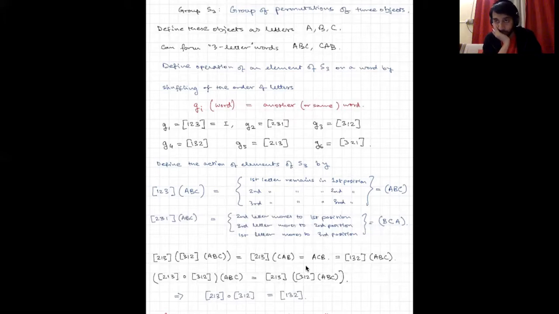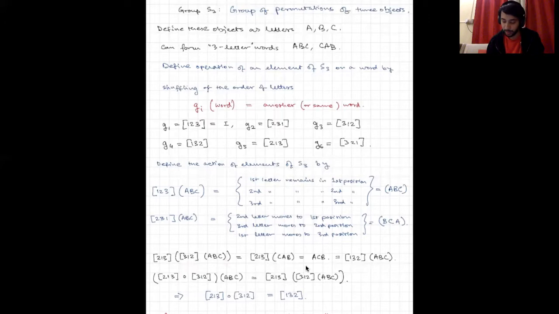Now, just giving the elements of the group is not enough. You also have to define what the group product is. In order to define the group, you need to also define the group product. How do we do this? Suppose we have 2, 1, 3 acting on 3, 1, 2 acting on ABC. This just means that when you act, let's do this step by step. First you act 3, 1, 2 on ABC.